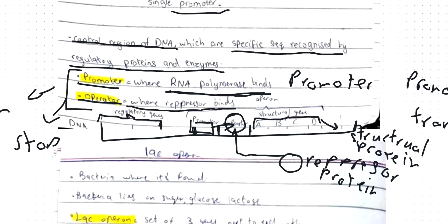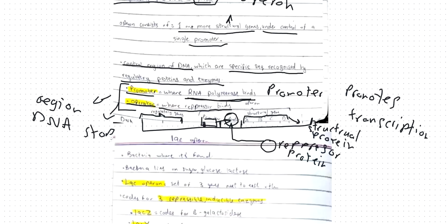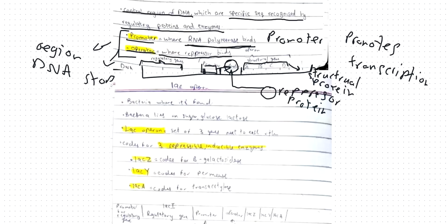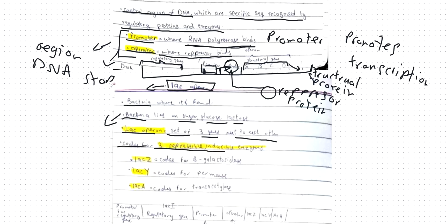So let's move on to an example. This you have to know. It's called the lac operon. A lac operon is a part of DNA which is found in bacteria. And bacteria, remember, rely on sugar, glucose and lactose. Bacteria need glucose and lactose for growth. And what is the lac operon? It is a set of 3 genes next to each other, and these 3 genes code for 3 repressible inducible enzymes.